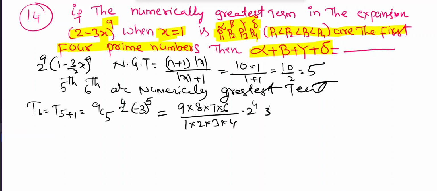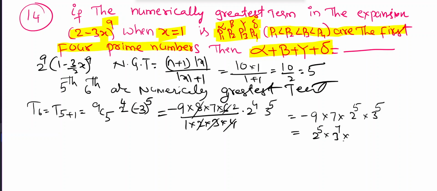That value is minus 3 to the power of 5, which is 3 to the power of 5 with a minus sign. Here the 4 twos cancel. This is equal to minus 9 into 7 into 2 into 2 power 4, that is 2 power 5, into 3 to the power of 5. Here 9 is written as 3 square, so 3 square into 3 power 5, that is 2 power 5 into 3 to the power of 7 into 7 power 1.